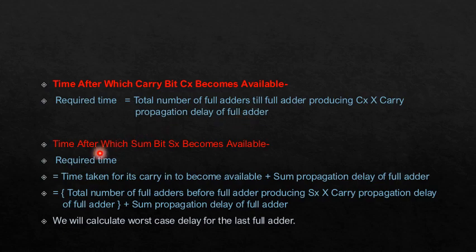The time after which sum bit Sx becomes available is equal to the time taken for its carry in to become available plus the sum propagation delay of the full adder. So we will calculate the worst case delay for the last full adder by means of these formulas.